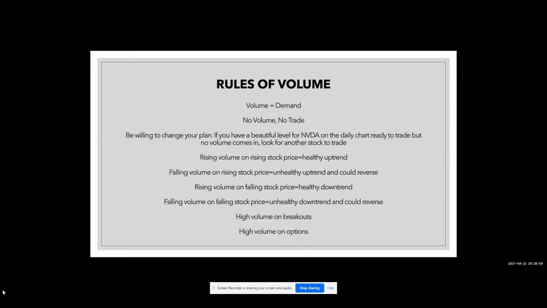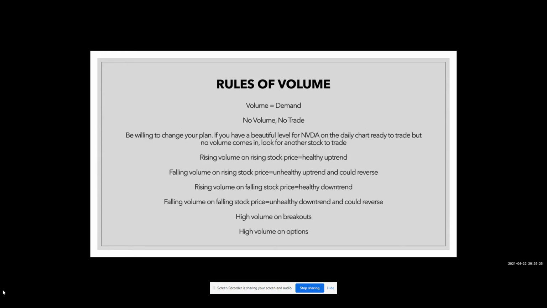So these are the rules of volume. Volume is demand, right? High volume represents that there's high demand to the direction of a stock, okay? So if you have high volume and it's going to the upside, that means it's a strong, healthy uptrend. If you have high volume and it's going to the downside, that means it's a strong, healthy downtrend, all right? It shows the demand of where the stock wants to go.